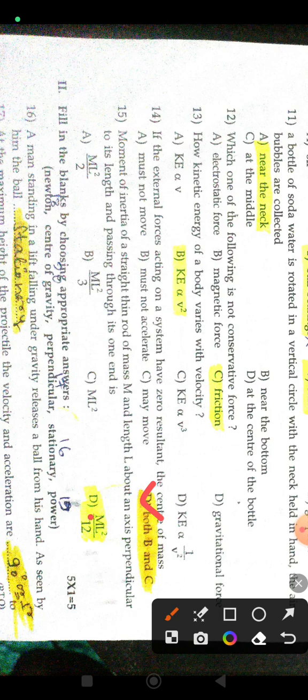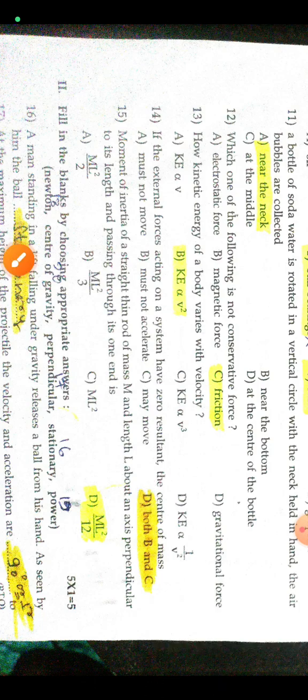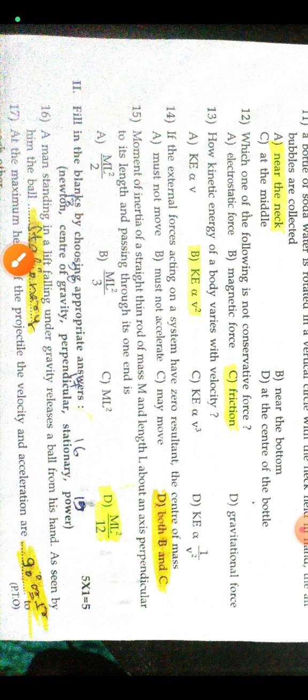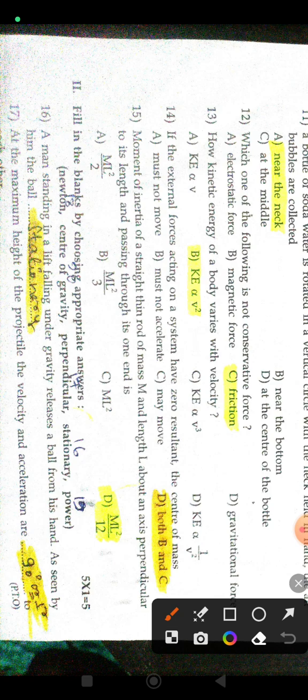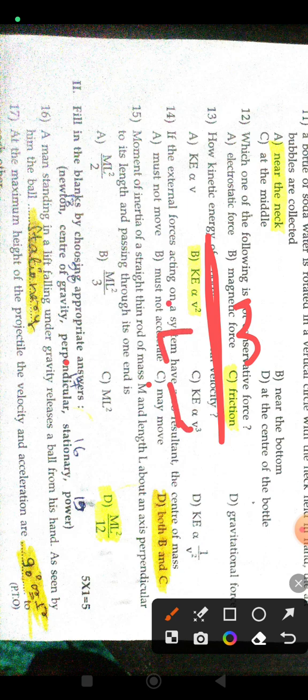Okay, next question we'll discuss. The last question, the 15th question. We'll read it once again. Moment of inertia of a straight thin rod of mass m. Now see, in the question, one straight thin rod is there, having mass m, and the length of this rod is given, it is L. This is a rod and the length is L.